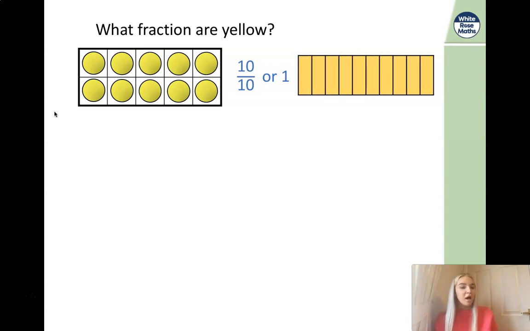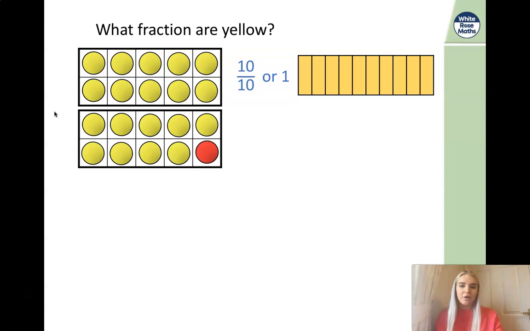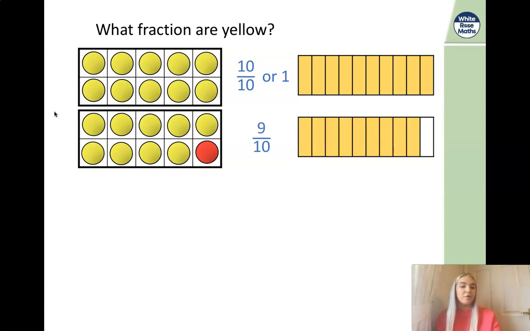And we can show my bar model here because my bar model has been split into 10 and each of these 10 are shaded in because that shows my fraction of counters that are yellow. This time, what fraction of my counters are yellow? Well done, 9/10. So 9 parts of my bar model will be shaded.